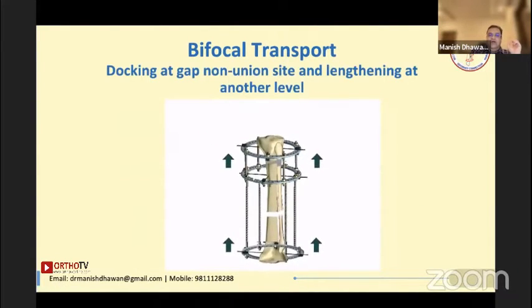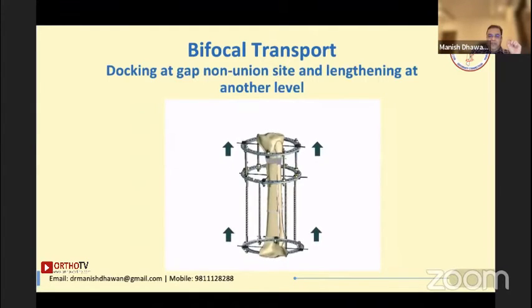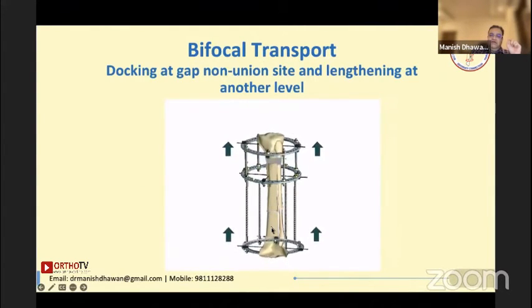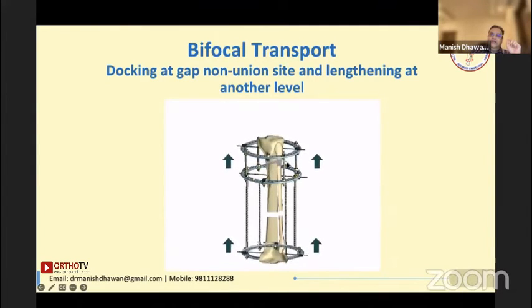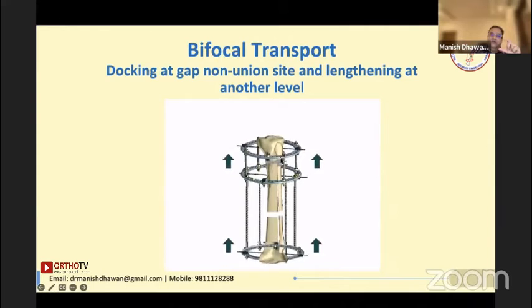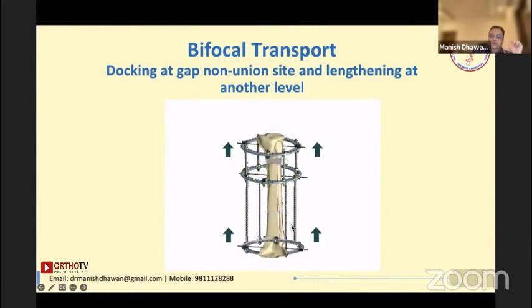Similarly, you can do the compression at the fracture site, and you can distract at other levels. So the assembly is different. It does not work on a single rod. It's better to have 2 different units.